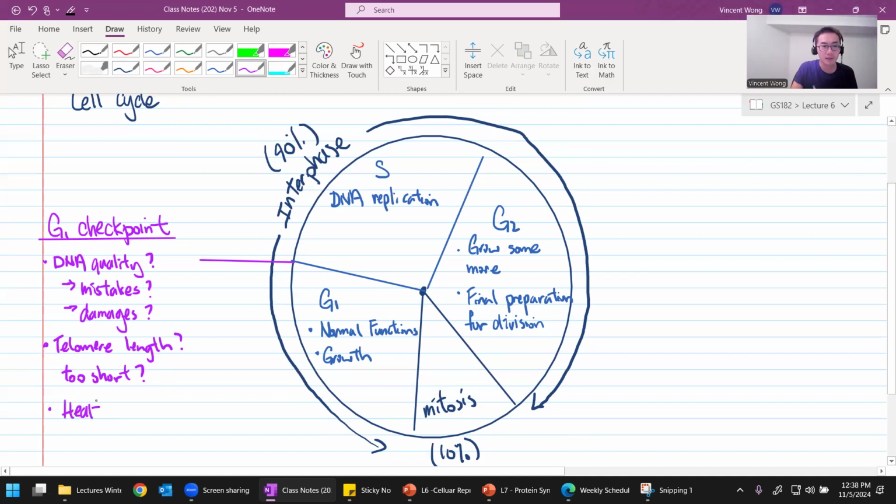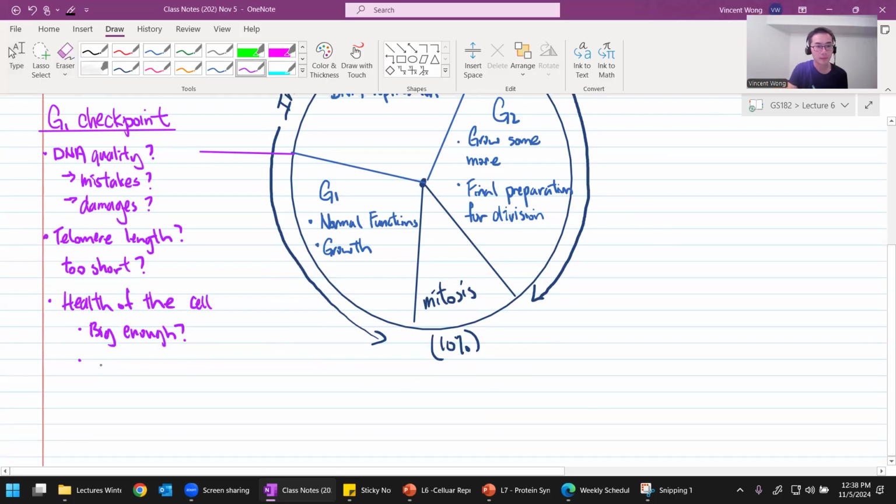health of the cell. Is it healthy? Is it big enough? Right? Any damage to the cell, right? Enough resources. You have the age of the cell, sure. Enough resources, right? What kind of resources are we talking about?